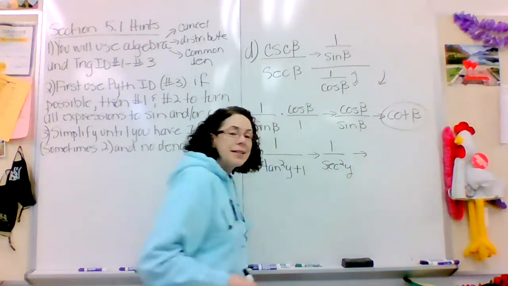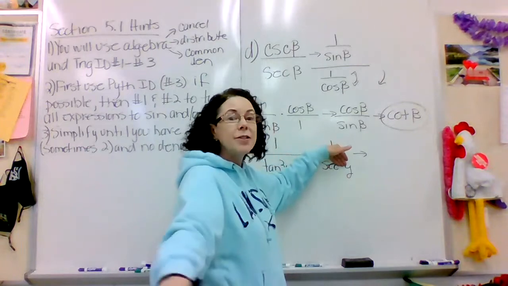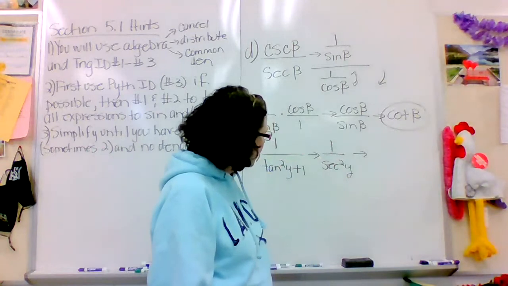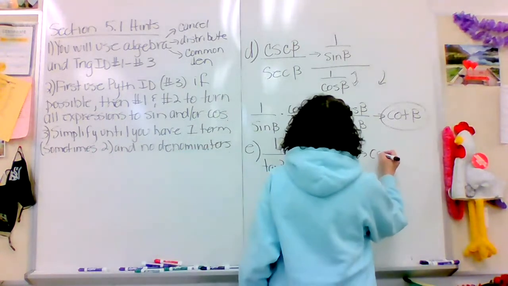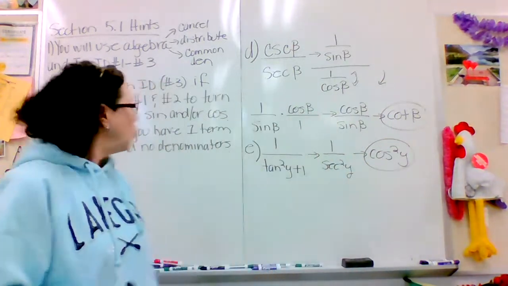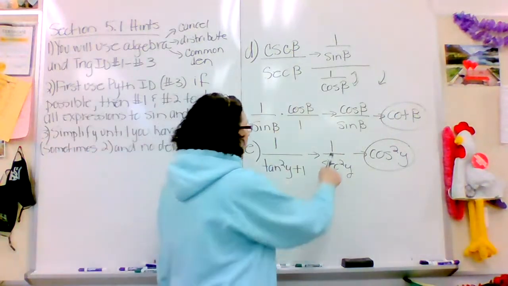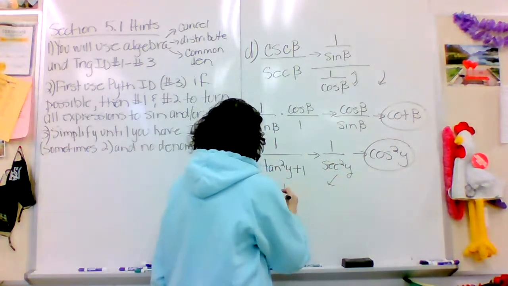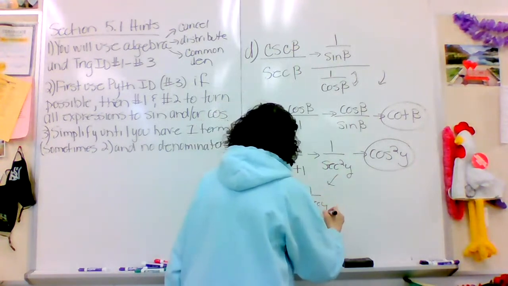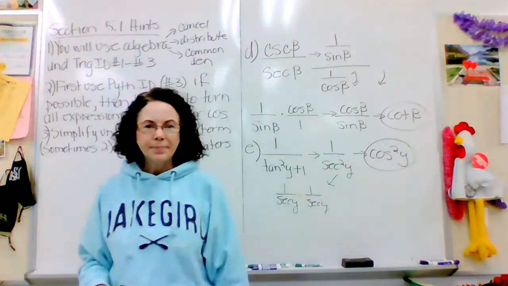Here we go. I must not be done. I have a denominator. The reciprocal of secant is cosine. So the reciprocal of 1 over secant squared must be cosine squared. And I'm done. I have one term and no denominators. Again, notice this is 1 over secant times 1 over secant. Each of these is cosine. Cosine times cosine is cosine squared.